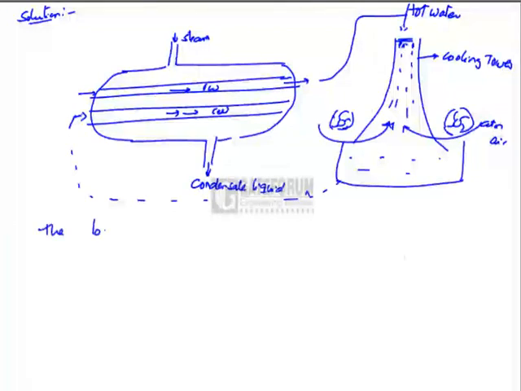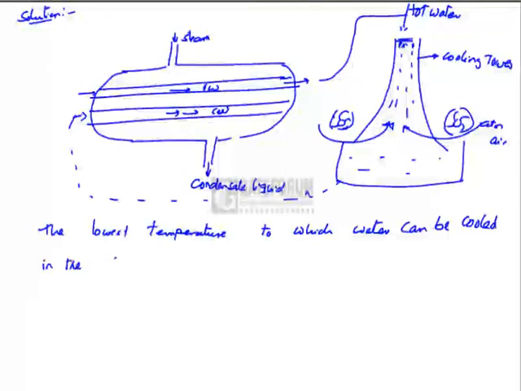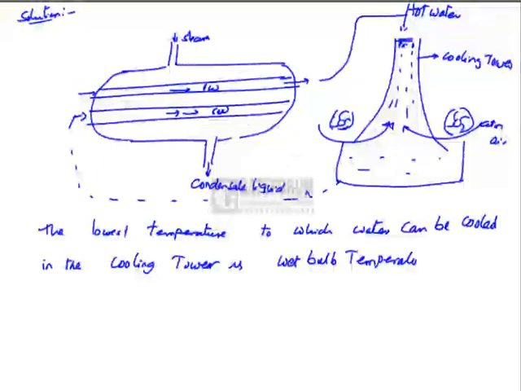The lowest temperature to which water can be cooled in the cooling tower is the wet bulb temperature of ingoing air. That too, if you provide infinite area of heat transfer. If infinite area of heat transfer is provided, the lowest temperature to which water can be cooled in the cooling tower is WBT of ingoing air.